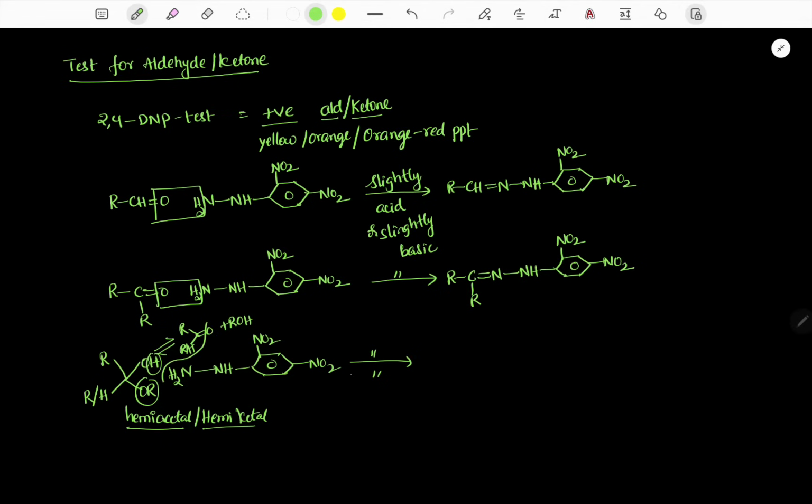After breaking, aldehyde or ketone is formed, and remove the H2O, and finally it gives the corresponding hydrazone derivative. And it is also a colored compound. So by observing the color we can say the reactant can be aldehyde or ketone. Of course we can also add hemiacetal and hemiketal.